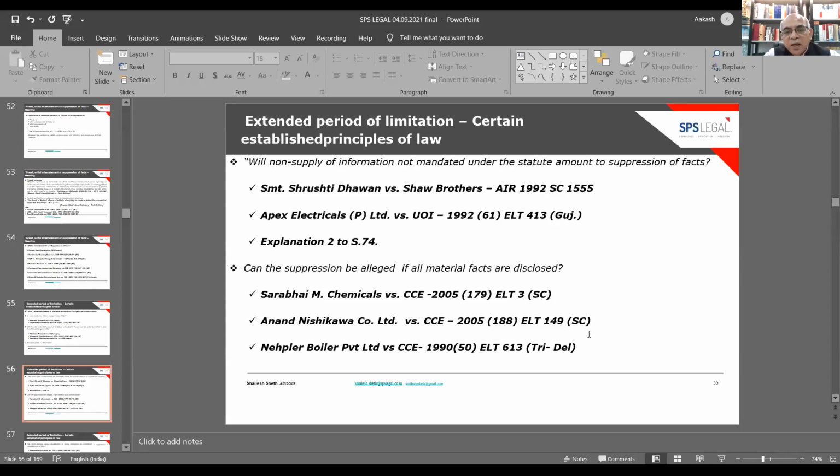Can suppression be alleged if all material facts are disclosed? There are n number of judgments which say that when all the material facts are disclosed by the party through the returns or through the correspondence, then suppression cannot be alleged.